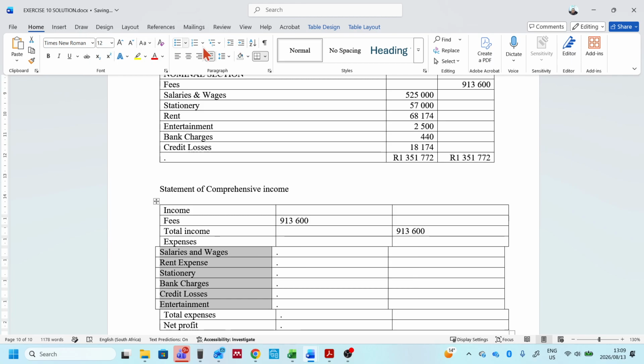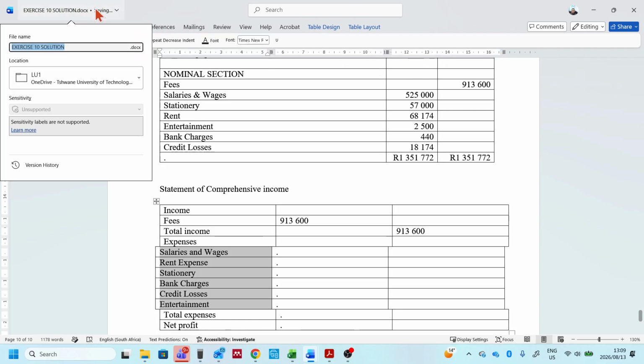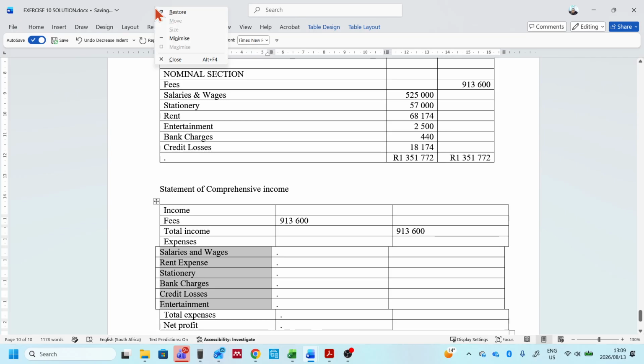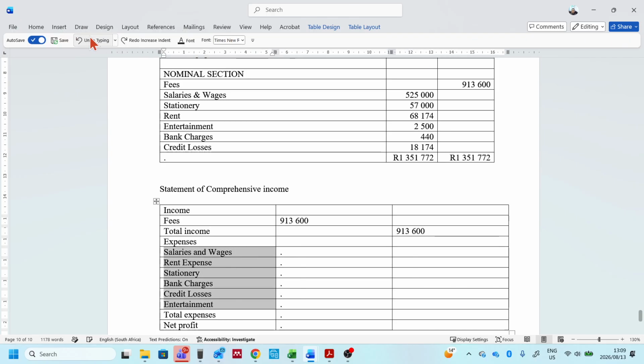Okay, this one works. Okay, my undo has disappeared. Okay, we have it back. So it's fine, we'll leave it.